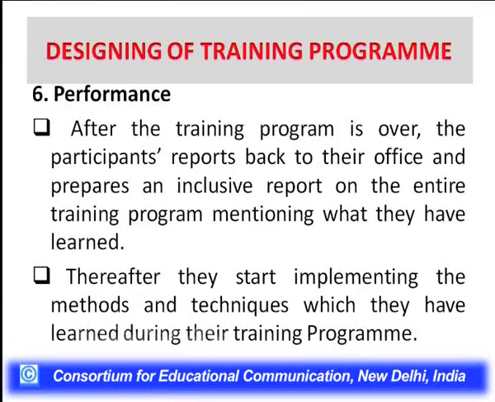So taking it to the sixth step of the training program, point number 6 is the performance. After the training program is over, the participants report back to their office and prepare an inclusive report on the entire training program, mentioning what they have learned, and after that they start implementing the methods and techniques which they have learned during their training session. So this is eventually the final outcome which we look for, that is, we always strive for the highest performance. After the completion of the training program, we have to look for the performance, and this is eventually the goal which every organization is striving for.